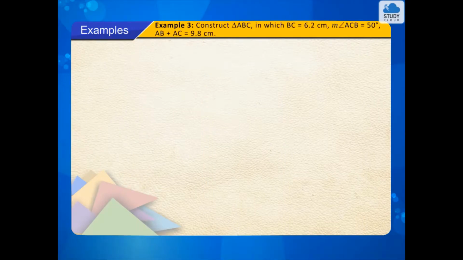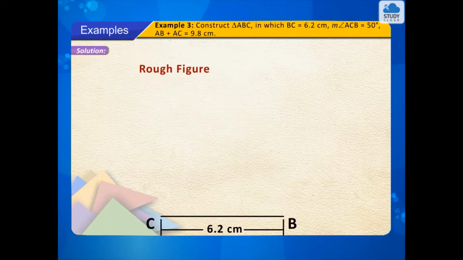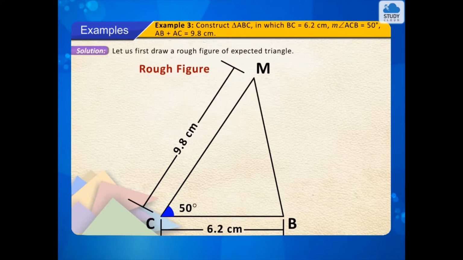Example 3. Construct a triangle ABC in which side BC is equal to 6.2 cm, measure of angle ACB is equal to 50 degrees, side AB plus side AC is equal to 9.8 cm. Solution. Let us first draw a rough figure of the expected triangle.